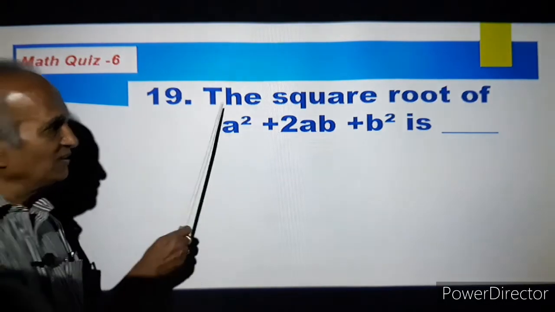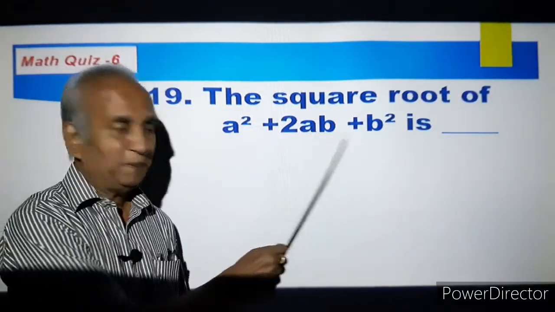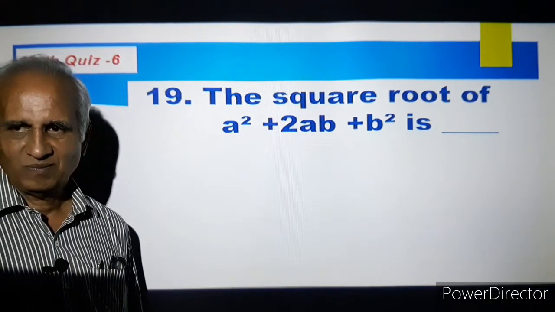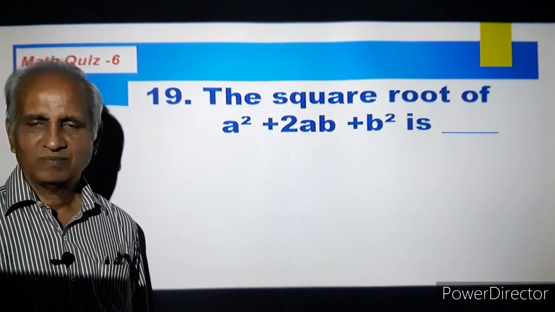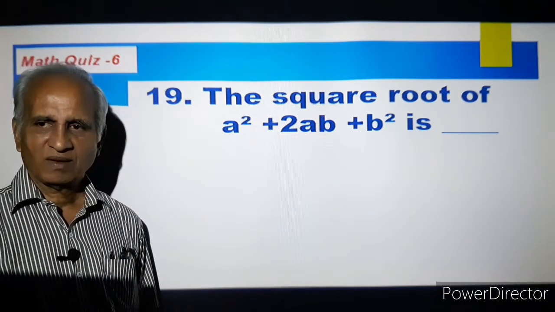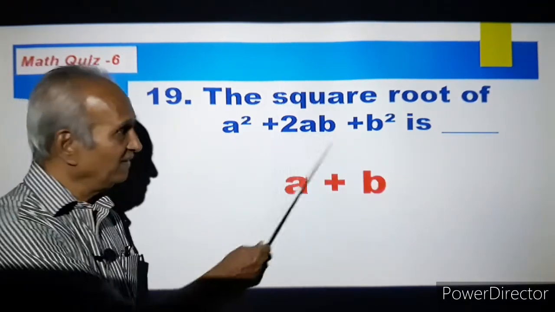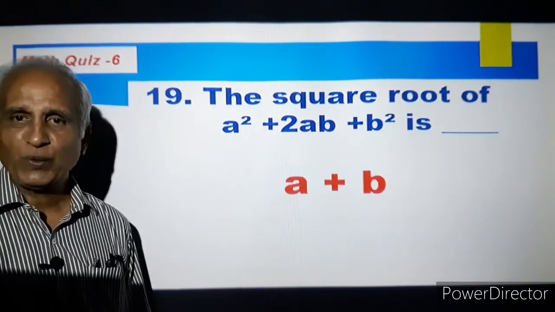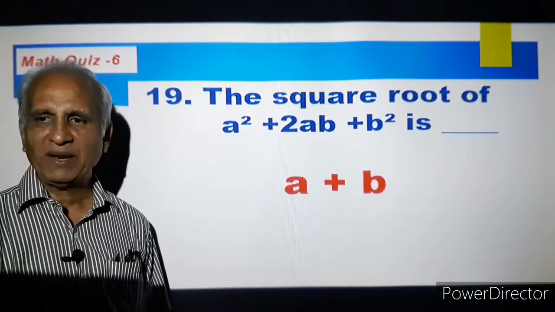19th question. The square root of a squared plus 2ab plus b squared is... It's a matter of identity. a squared plus 2ab plus b squared works out to be a plus b whole squared. Now the square root is a plus b.